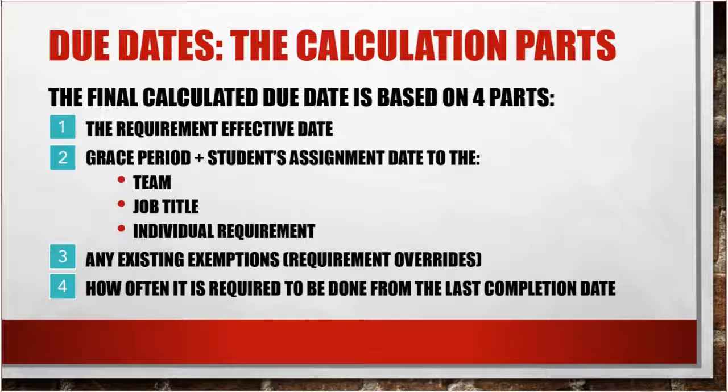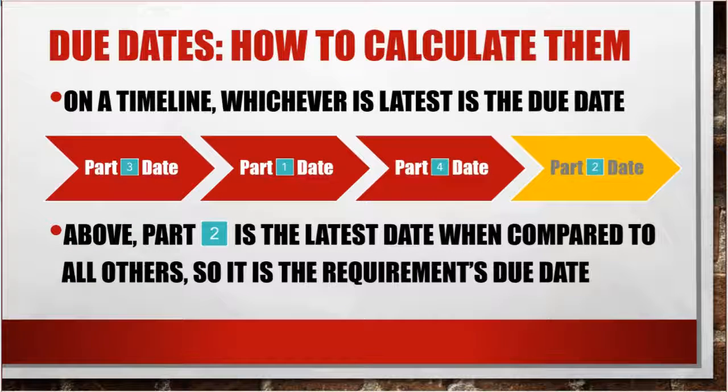The third part is going to be whether or not the student was exempt for that record. So if they have some type of override, that'll play a part in the process. And fourth, how often is it required to be done from the last time they completed it? So if something has a 24-month frequency and they completed it in 2019, they'll need to complete it again in 2021. So how do you calculate the due date?